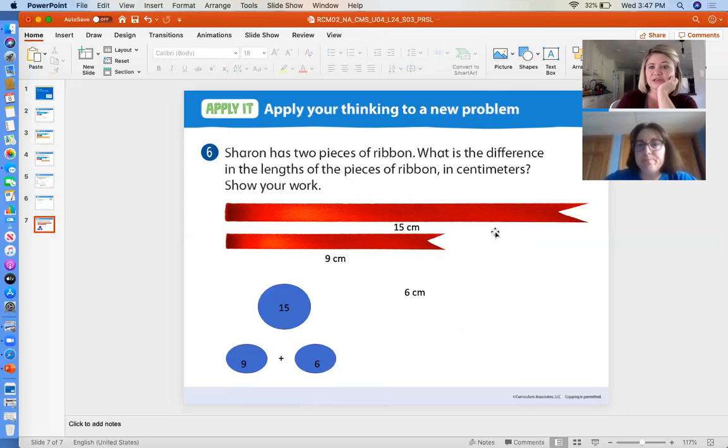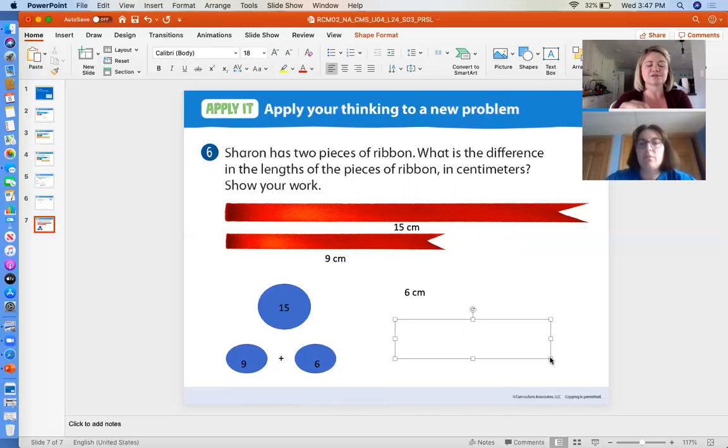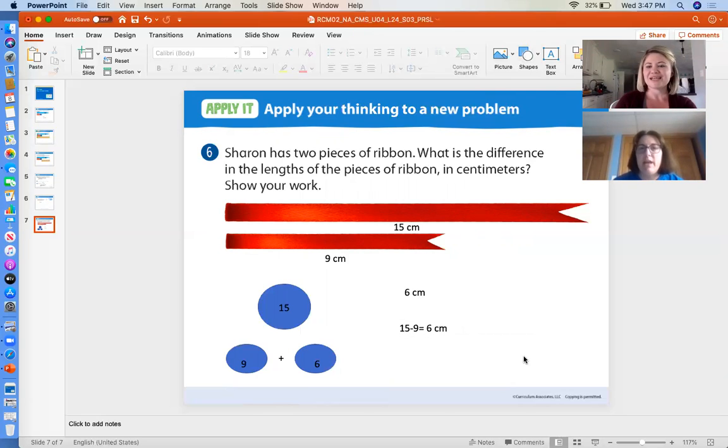Now, we could have done it the standard way also, right, Mrs. Walker? So how would you have done it if you had done it the standard way? So I would have still taken the bigger number, so 15 minus 9 equals 6. And then I would have put my label centimeters. And remember, know our facts, right? We can do that, but we still had to show our work. So either way, we still had to write it out, even though I hope that you know that answer, right?